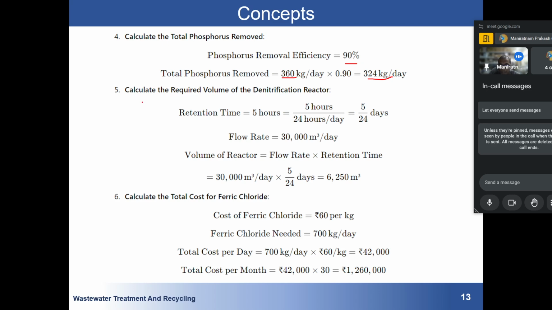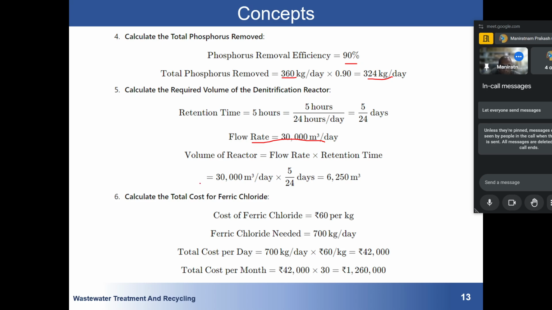So the second part was to calculate the required volume of denitrifying bacteria. It is already said that the retention time is 5 hours. So 5 hours means 5 by 24 days. And we know that the flow rate is this much. So what is my aim? For 5 hours, this much volume should be handled by our reactor.